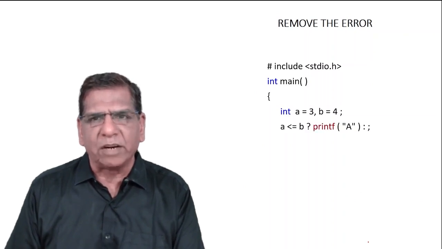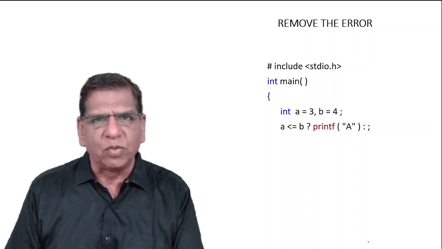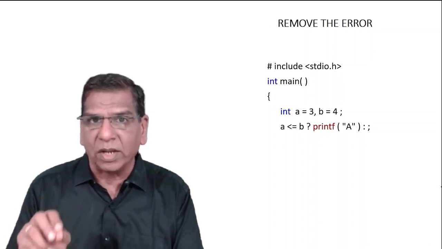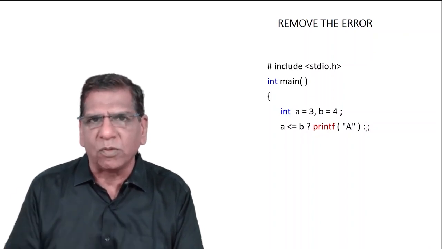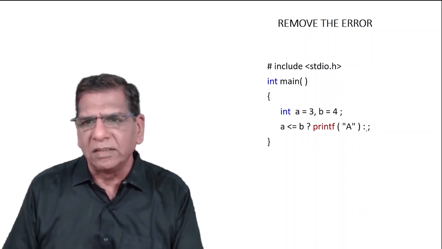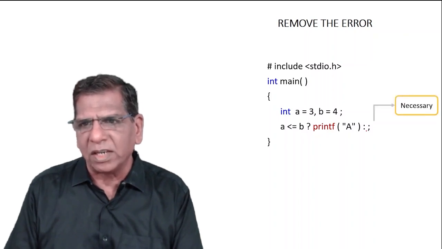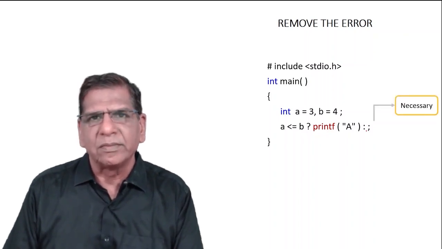If we are to remove the error from the program, we would say A equal to 3, B equal to 4, followed by which I would say A less than equal to B, printf A, then colon. As you can see, I am using a colon. And then since we do not want to do anything in the else block, hence in the colon part, I have not written anything. Fine.